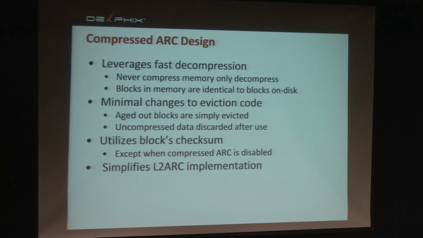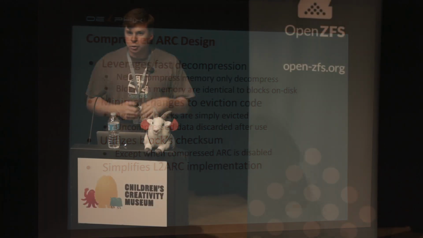The other benefit that this gave us is that now blocks in memory matched blocks on disk exactly. So if you're using compression in your pool, whether you're using LZJB, LZ4, whatever you have, the block that gets compressed and written to disk, the next time you read it will be the exact same block, same size, same checksum, and it will be stored in memory.